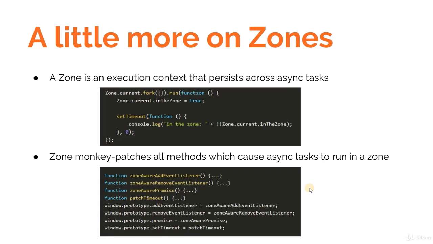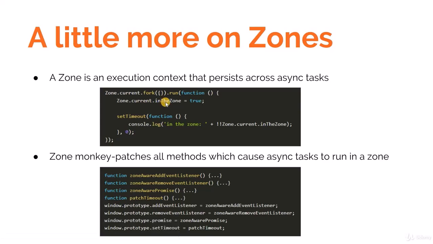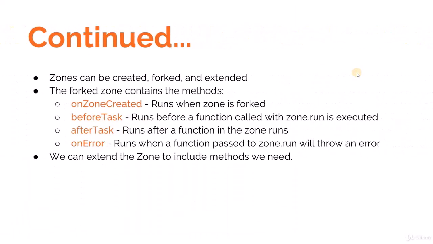So whenever there is an asynchronous task now, Angular will be able to know about it because it would run in a zone, and then it has some flags like the in the zone flag that you can see right here, by which Angular will be able to know that a particular function is running. Now zones can be created, they can be forked, or they can be extended as well. And it contains some functions like onZoneCreated, which would be run whenever a zone is forked.